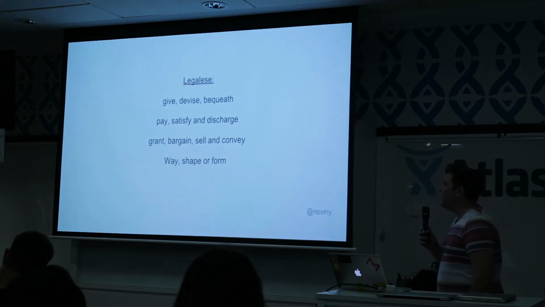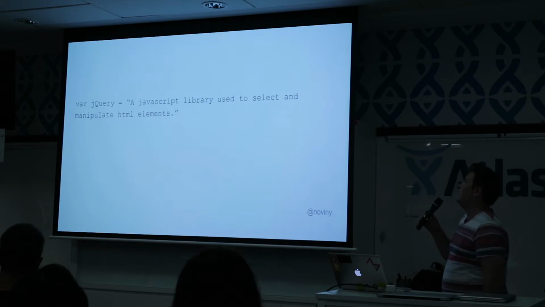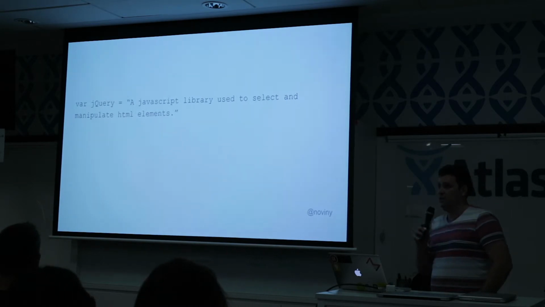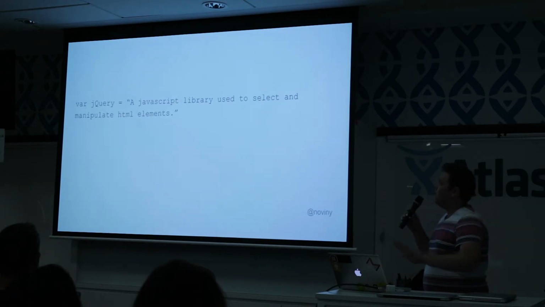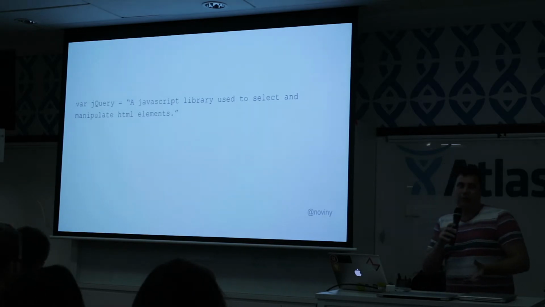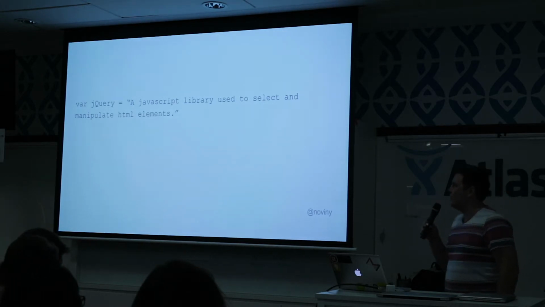So the kind of way I'd end up defining these jargon terms would be something like this. So jQuery is a JavaScript library used to select and manipulate HTML elements. And note that if you're completely new, you might not understand what a library is or what an HTML element is, but this is going to be way more useful to you than the previous slide, which just had the start of jQuery's code.